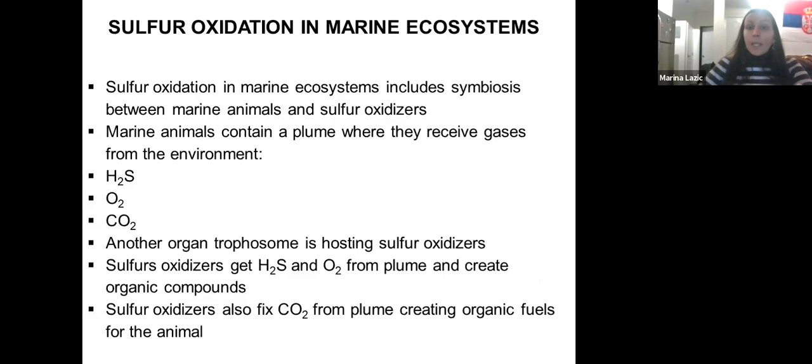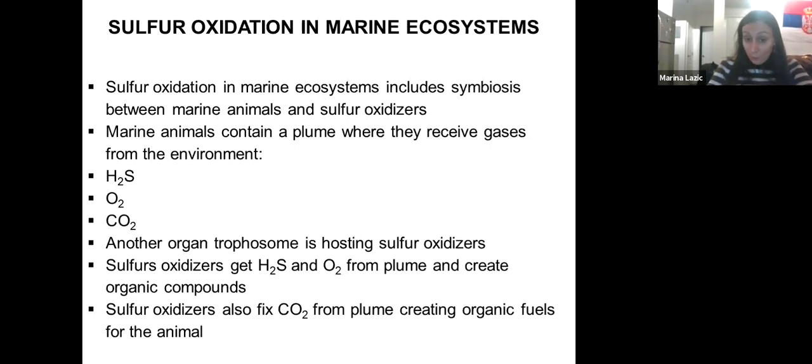sulfur waste. Sulfur oxidation is widely seen in marine ecosystems, and for me this is a very cool animal that I found out recently. It's really interesting how symbiotic relationships are developed between microbes and all sorts of different organisms, especially in the sea. So this is symbiosis between some marine animals and sulfur oxidizers. So here's what's going on. These animals have an organ called plume, and that's where they receive gases needed for all other processes. Gases are hydrogen sulfide, so electron donor, oxygen, electron acceptor, and carbon dioxide, which will be fixed. So this is all in the plume.